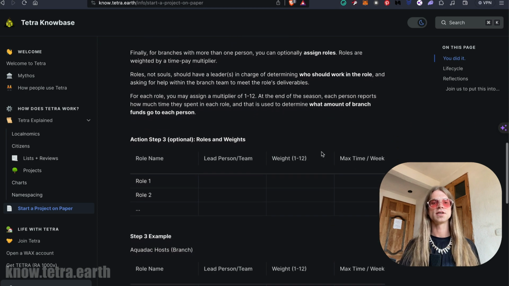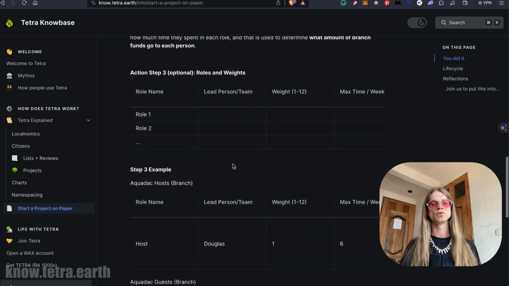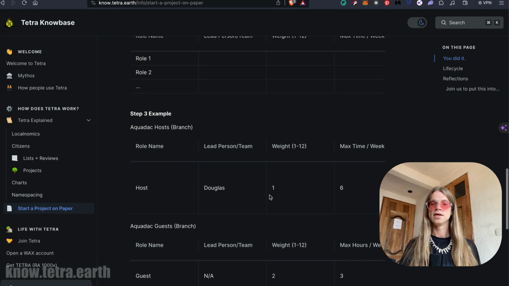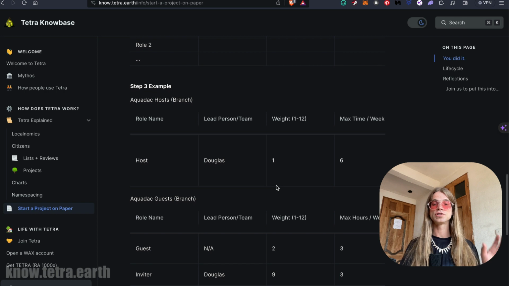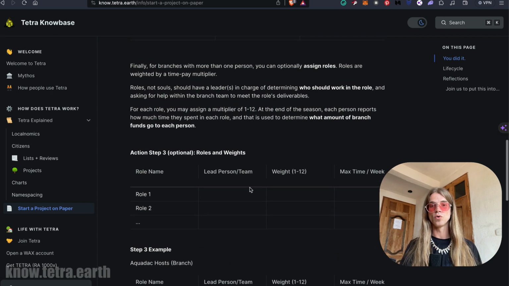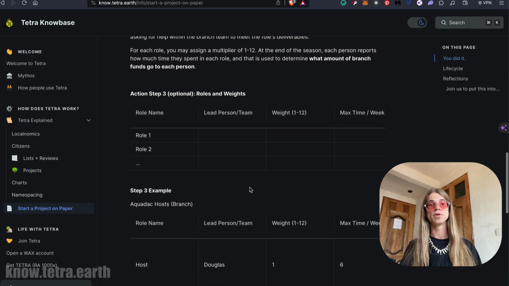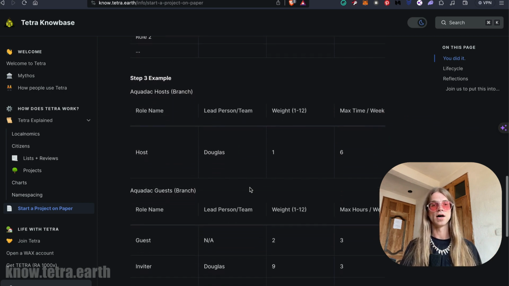Once we have our branches and deliverables clear, now we can assign roles and weights to those roles. So a weight in a role is a multiplier. That multiplier is how much time, how many hours you're putting in, multiplied by the weight, and then you use that to compare to all the other leaves, all the other people on the branch, to decide where the funding needs to go. And these are not souls, these are not people, these are roles that are getting paid, and different people can play multiple roles at one time.